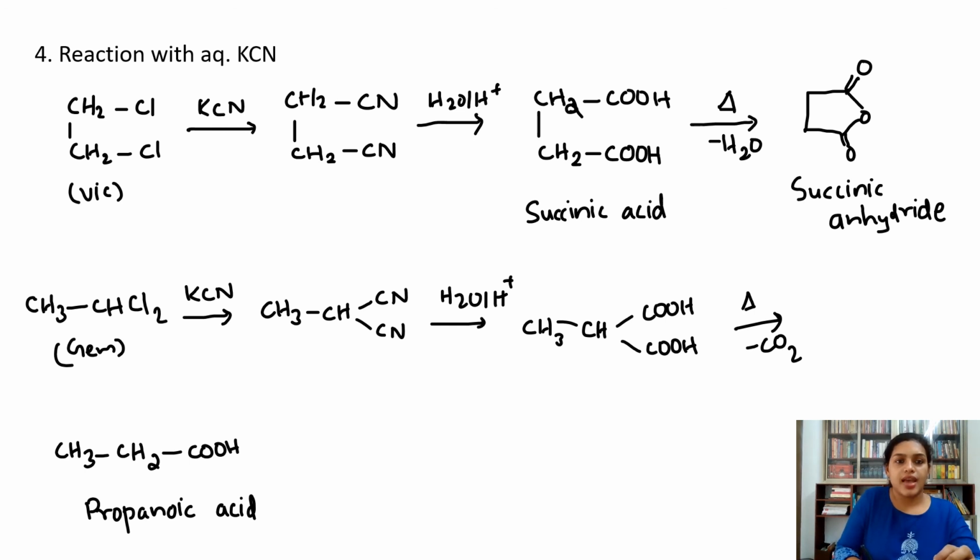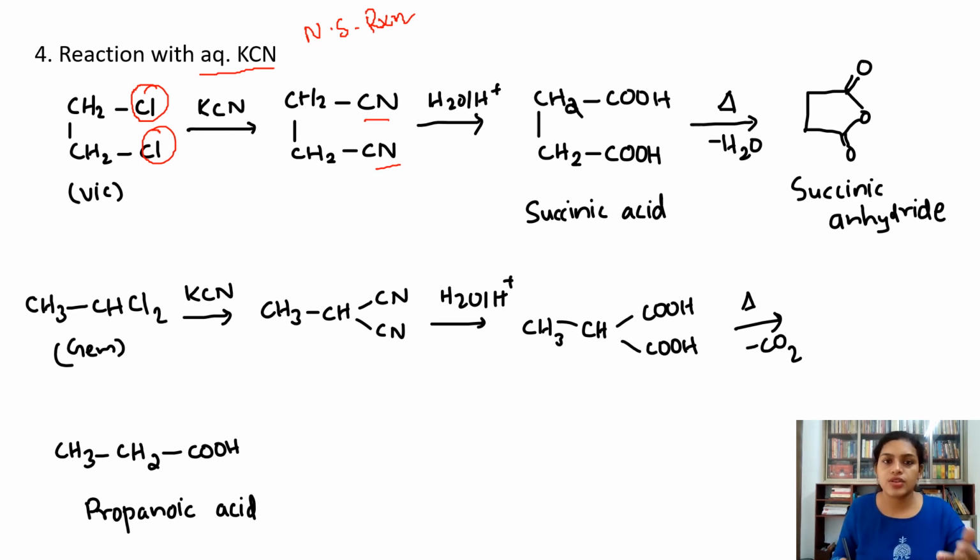Here the reagent is aqueous KCN, potassium cyanide solution. In the first step, it's again a nucleophilic substitution reaction. Halogen is substituted by cyanide group. Okay, and CH2CN, CH2CN, we are getting a dicyano vicinal cyanide substitution.